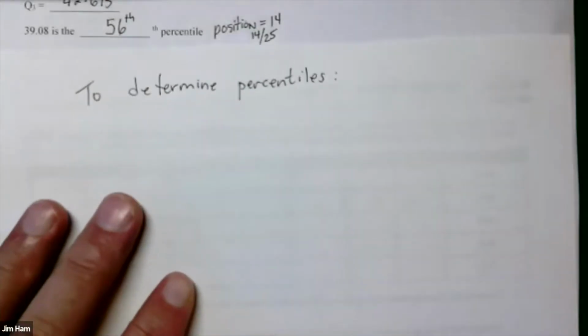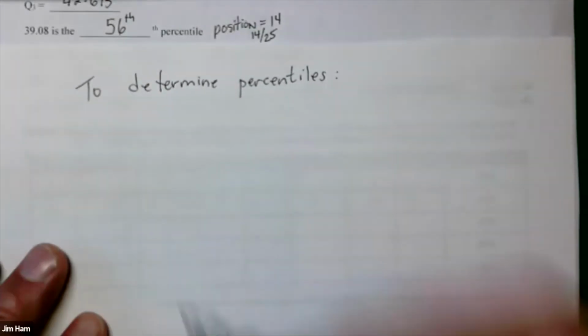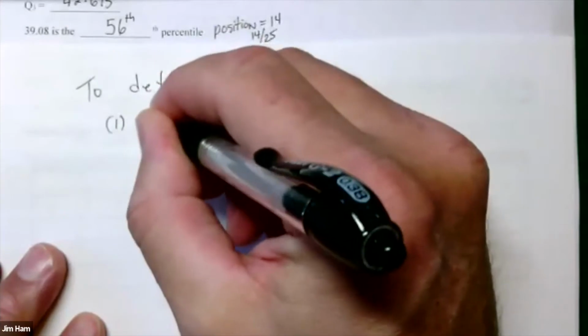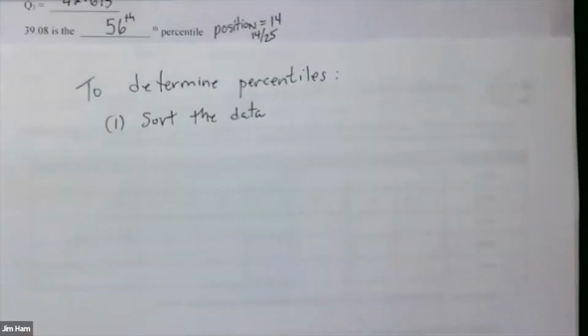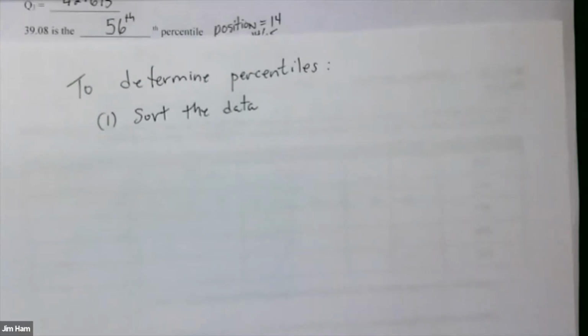So the first thing that we have to do in any of these is to sort the data, because if the data are not sorted, then it doesn't make any sense to talk about a data value's position, because you can scramble the data values and it can be in several positions. But we want the unique position of the data value after the data set has been sorted. So remember to sort the data.